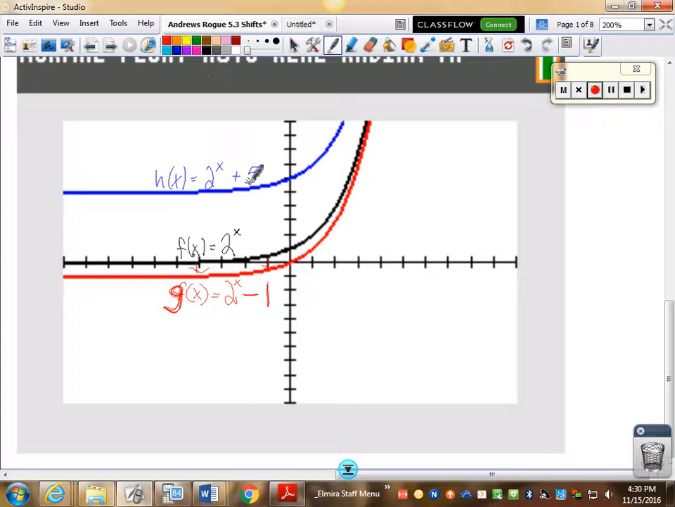This function up here, the blue function, is 2 to the x plus 5. So you can see that putting a plus 5 after the 2 to the x power moved the function up 1, 2, 3, 4, 5 units. So it went up by 5 in all directions. And again, it changed our asymptote. We now have an asymptote at y equals 5.